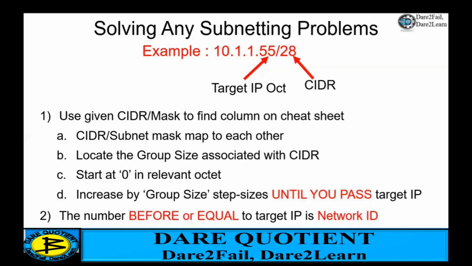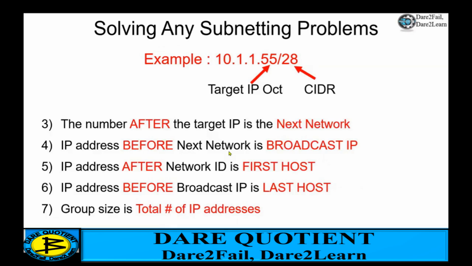The number before or equal to the target IP is the network, which gives you your network ID. Remember, you've gone past your target IP. The number before or equal to your target IP is the network ID. And what did we say your network ID is? That is the first IP address in your network, in your subnet. So once you've done that, you've located your network ID.